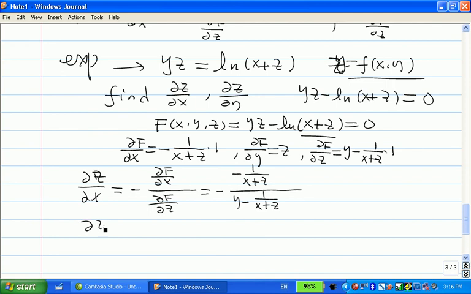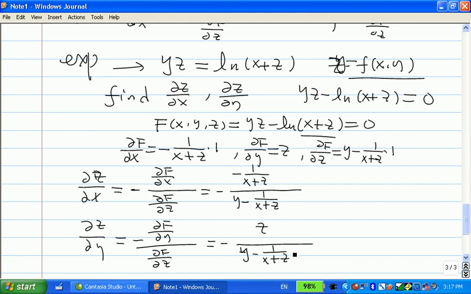Partial z with respect to y. So using the formula, it gives you partial f with respect to y over partial f with respect to z. So you just plug in. Partial f with respect to y gives you z. Partial f with respect to z gives you y minus 1 over (x plus z). Okay, we're done.